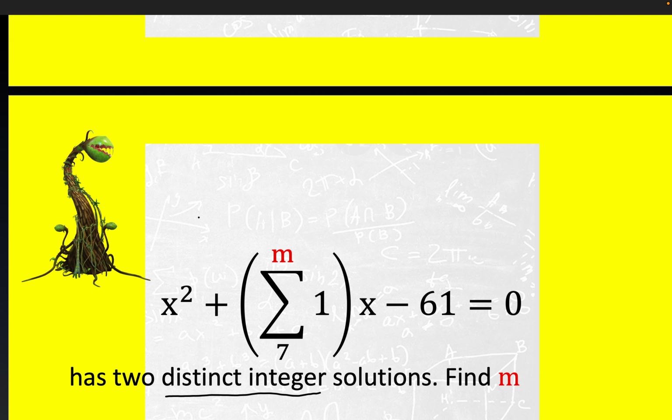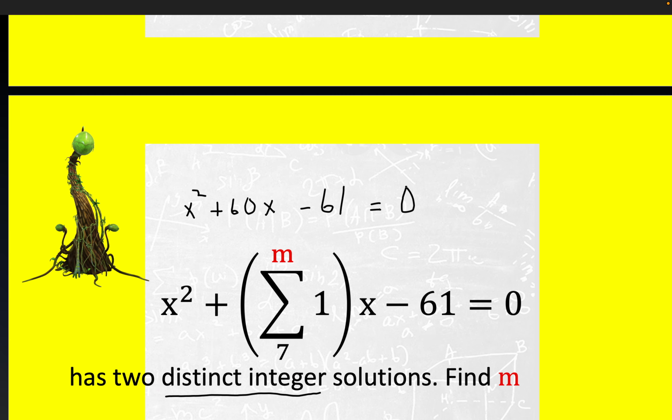Now let's just momentarily forget that that coefficient is there. You would know that you would need something like this, x squared plus, let's see, we need a plus right here, so we would need x squared plus 60x, I think, and then minus 61 equals 0, right?